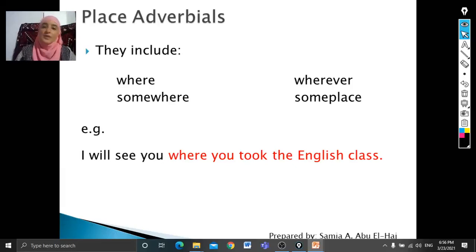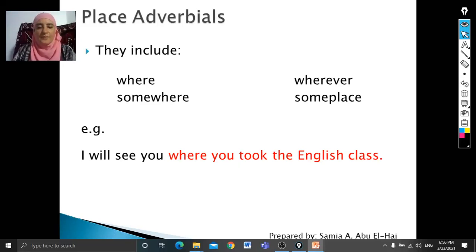I will see you at home. I will see you in class. But instead of using one word, I used a whole sentence, subject, verb, object, to tell you where the verb is going to happen. So this is what we mean by place adverbial. It tells us where the verb is going to happen.